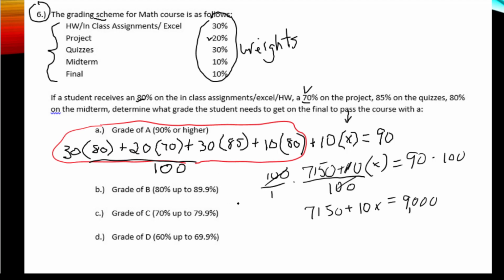Now what's the next step? How about subtracting 7150 from both sides? And I'm going to get 10x equals, and if you did it right, you would get 1850. Now I divide both sides by 10.